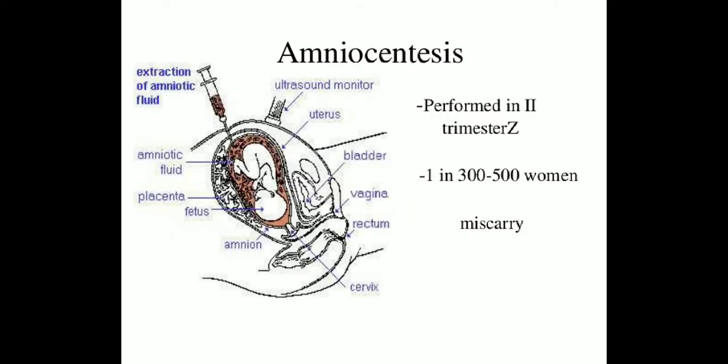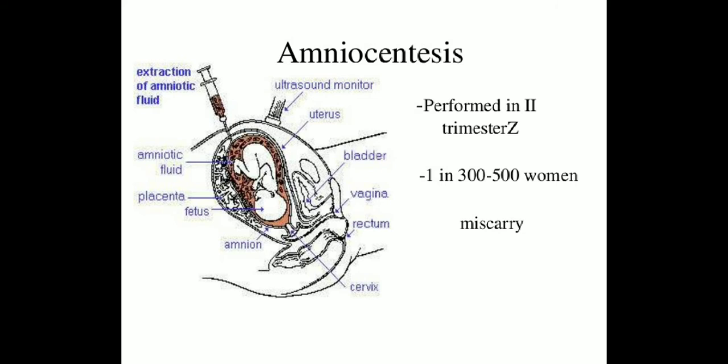Now this is about amniocentesis. As you have seen in the picture, amniocentesis is performed in the second trimester. Normally, we divide the whole antenatal period into three trimesters: first trimester, second trimester, and third trimester. The first 3 months are referred to as the first trimester, the second 3 months as the second trimester, and the third 3 months as the third trimester. So this amniocentesis is done in the second trimester.